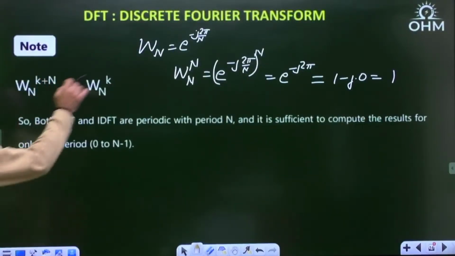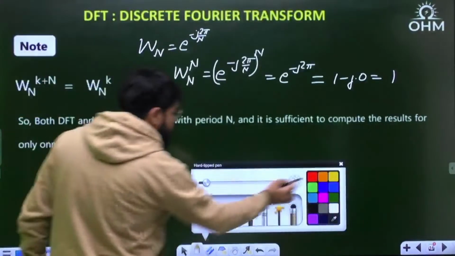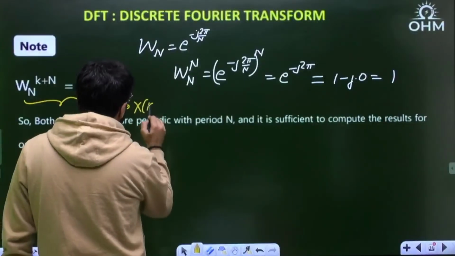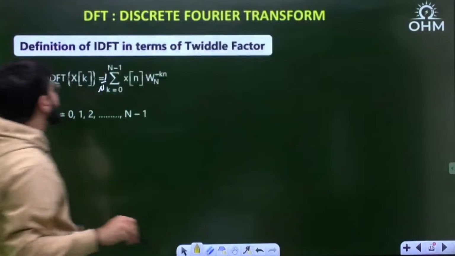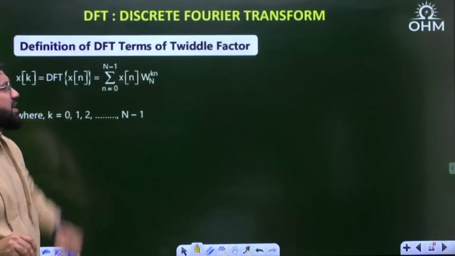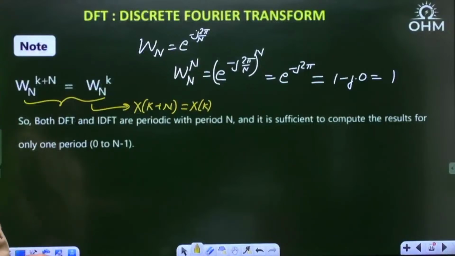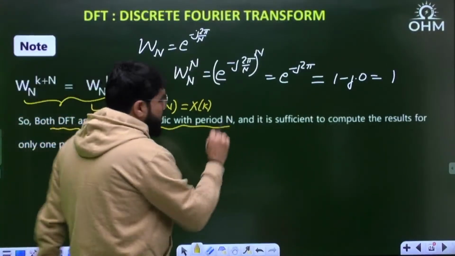Because W power k equals W power k plus n, X of k plus n can also be written as X[k], because X[k] depends on the summation of x[n] and W power kn. So if W has a repetition pattern, X[k] will also have a repetition pattern, and similarly x[n] also. So both the DFT and IDFT are periodic.